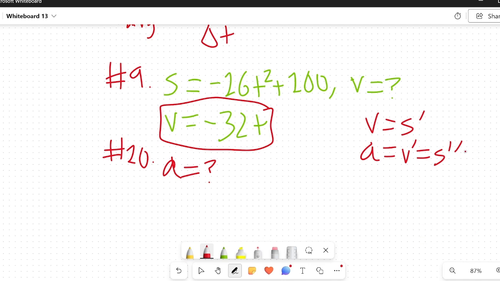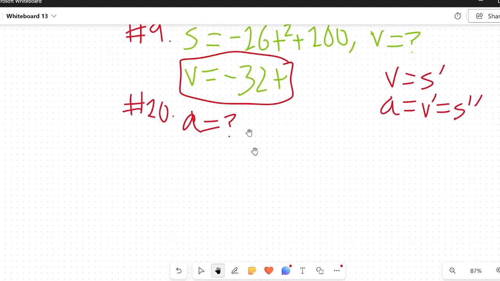And usually we'll only say single quotes and double quotes, but there can also be triple quotes, which means we take the derivative 3 times and things like that, right? So let's say we now have this extension of this problem where we're trying to find the acceleration. So given this velocity, we could just apply the power rule.